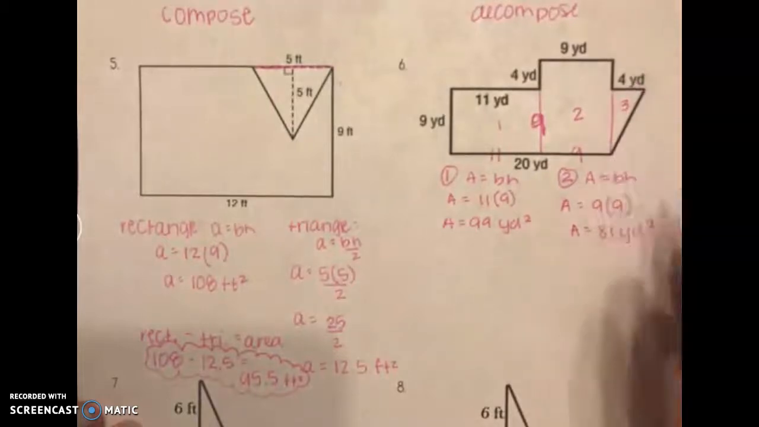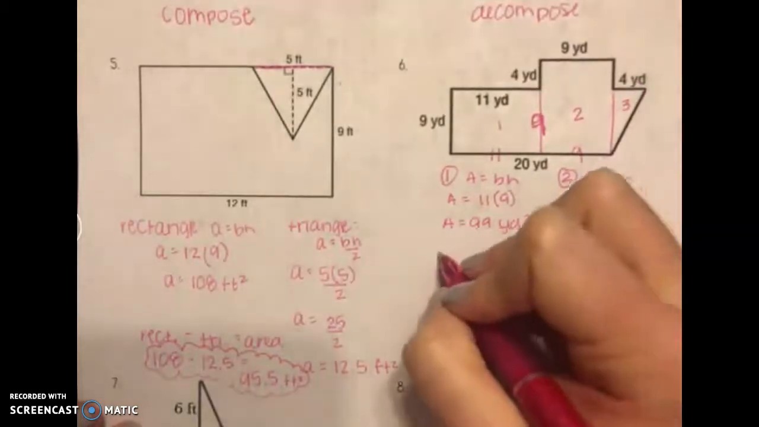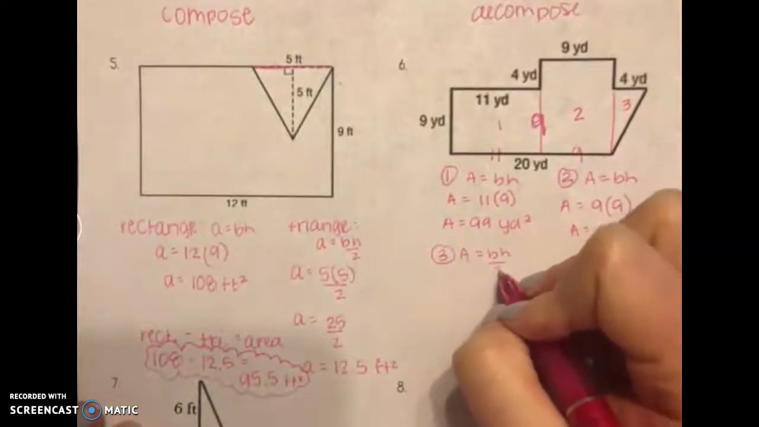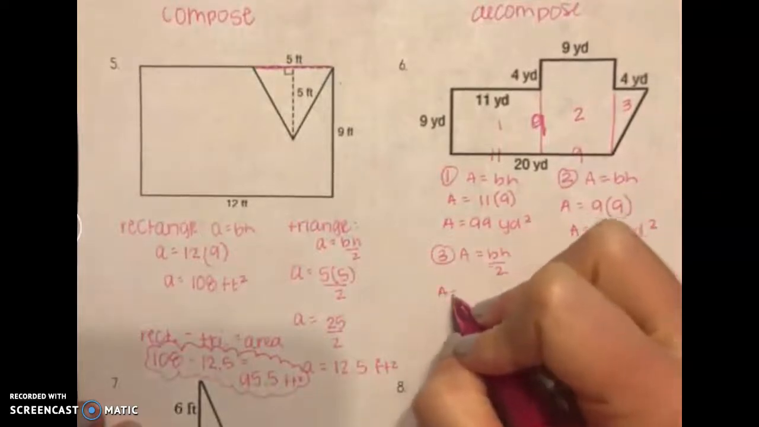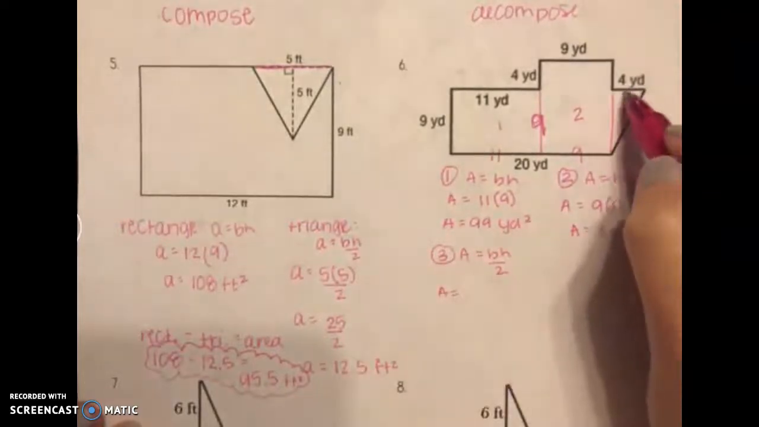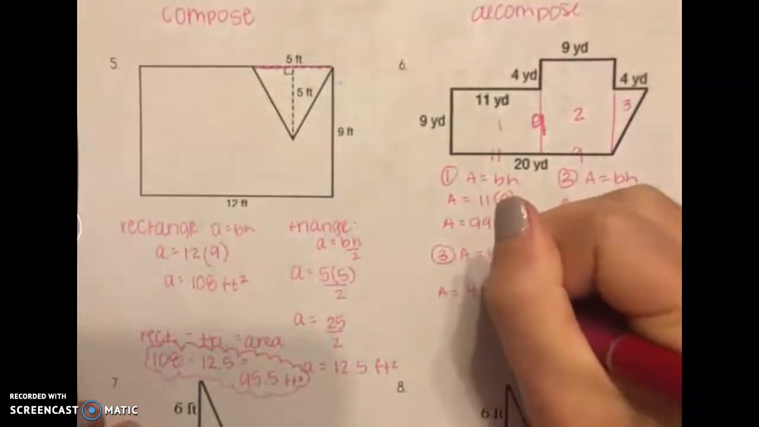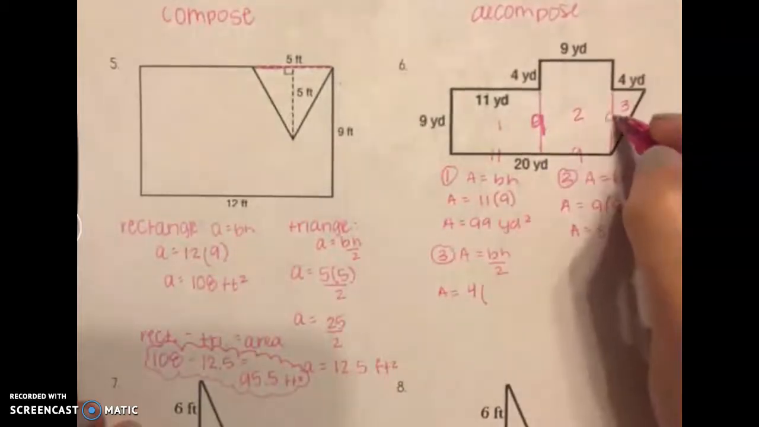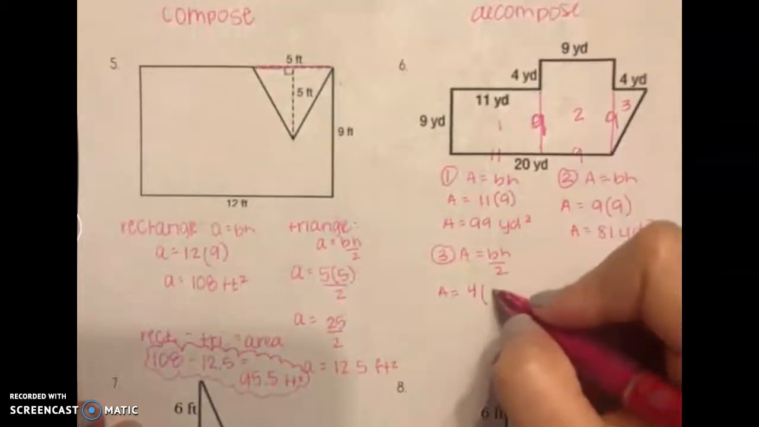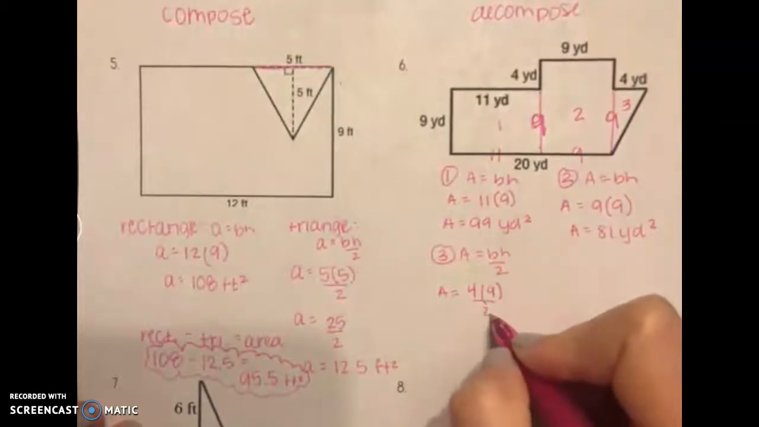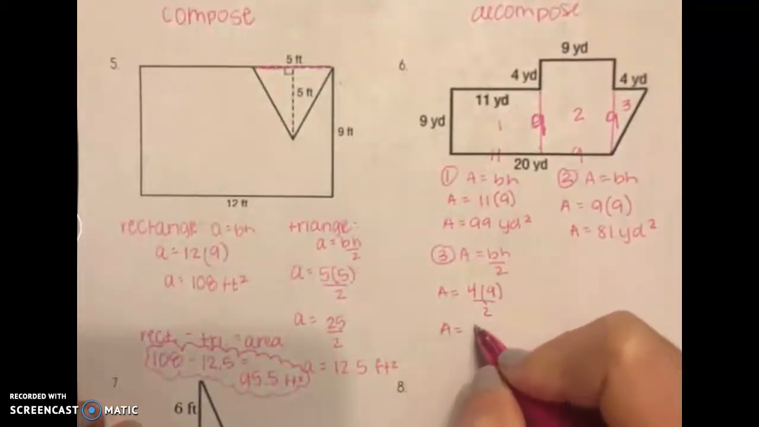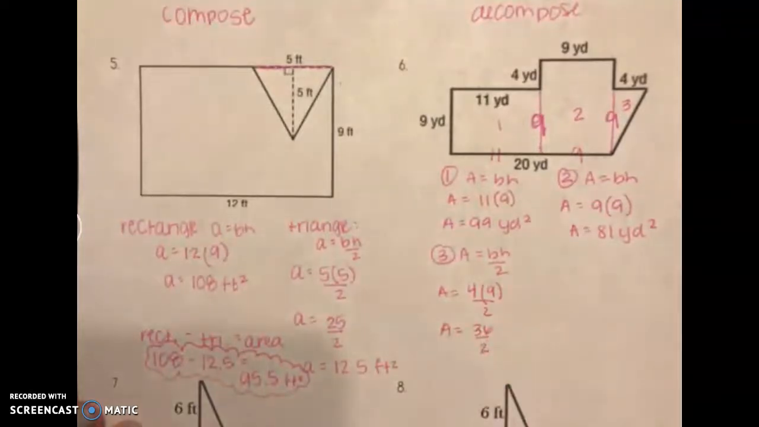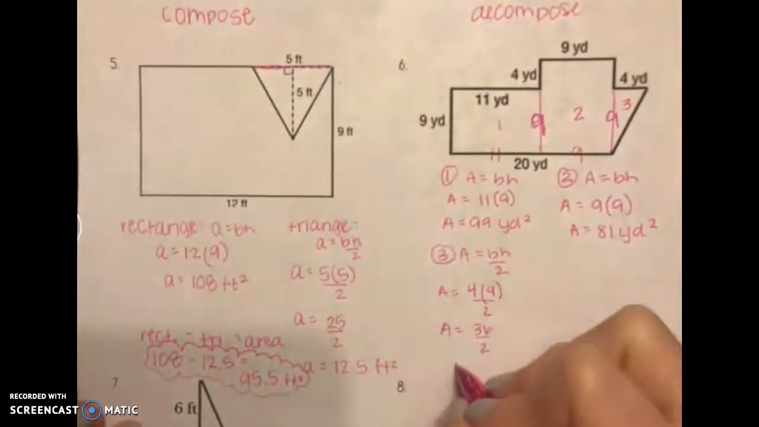And then figure 3. Figure 3 is a triangle, so we're going to use area equals base times height over 2. You can clearly see I have a base of 4 here. Now for my height, if 9 to 9 is here, what's from here? So 4 times a height of 9 over 2. My area equals 36 over 2, so my area equals 18.